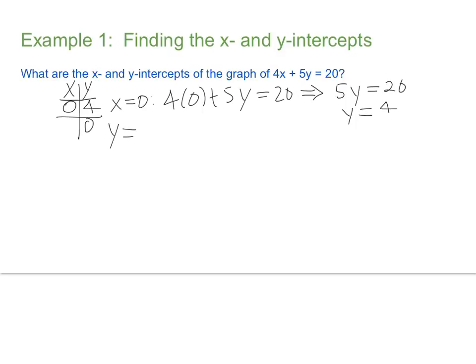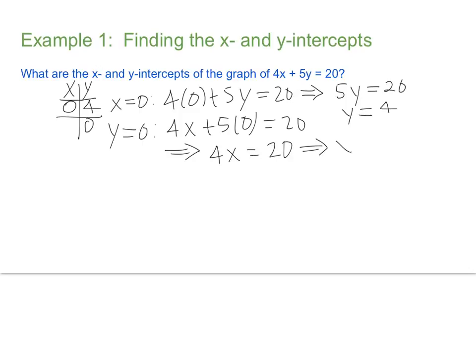We do the same thing with y now. Set it equal to 0, and I have 4x plus 5 times 0 equals 20. And so I have 4x equals 20. Divide both sides by 4, and I have x equals 5. So I have the ordered pair (5, 0). So I have my two intercepts, namely (0, 4) and (5, 0).